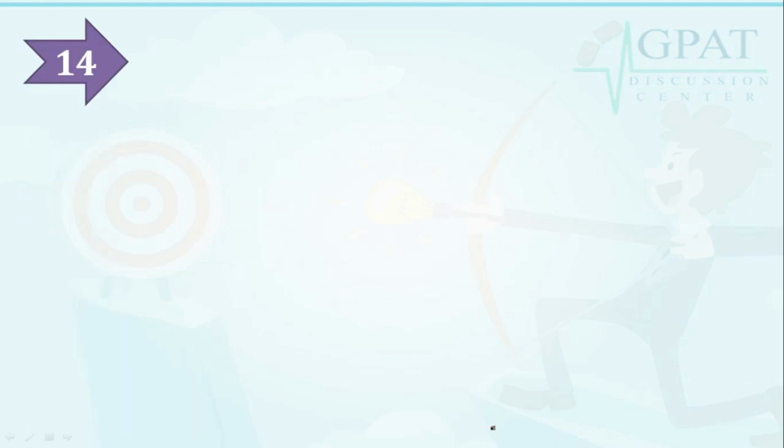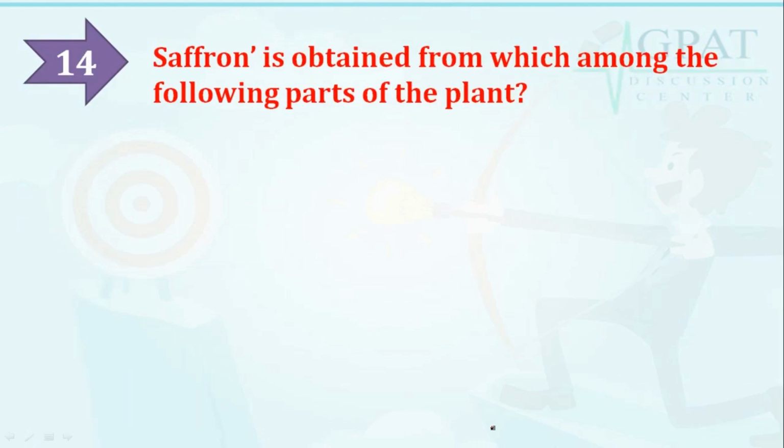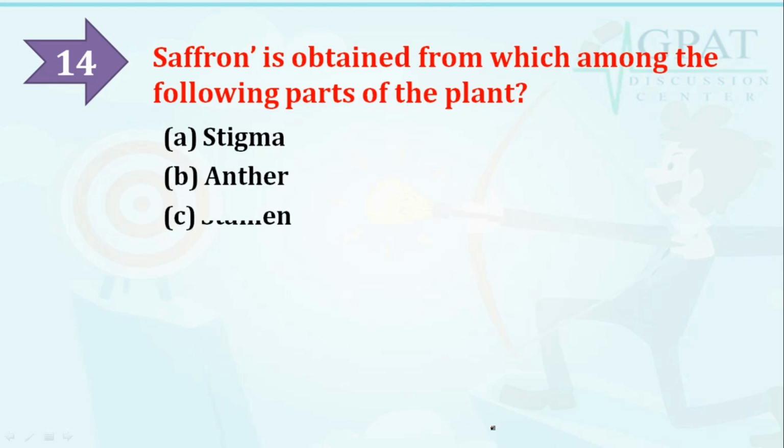Next question, question number 14. Saffron is obtained from which among the following parts of the plant? Options are stigma, anther, stamen or pollen, and the right option is stigma.